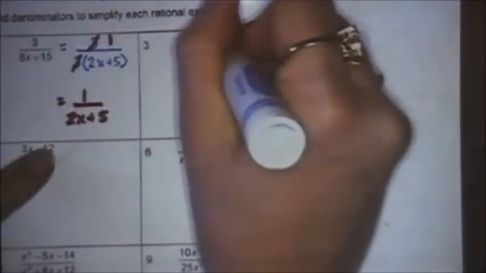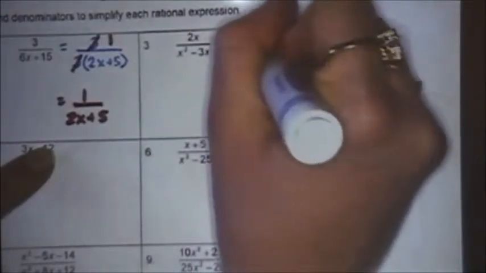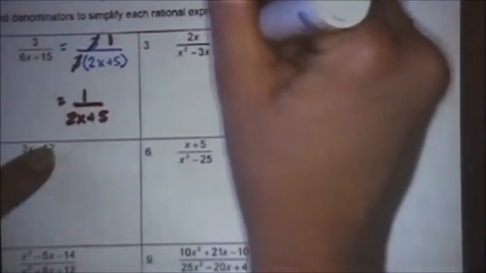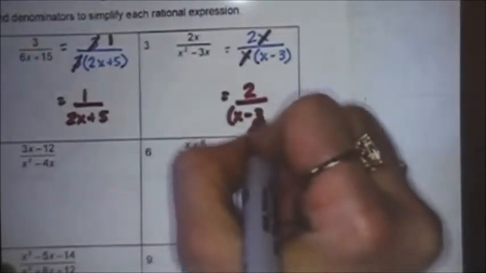All right, and number 3, on bottom, I do have a GCF of x. So I'm going to factor out an x, and that would leave in my parentheses an x minus 3. On top, I have 2x. In this case, x over x is what cancels out and becomes 1. So I end up with 2 over x minus 3.